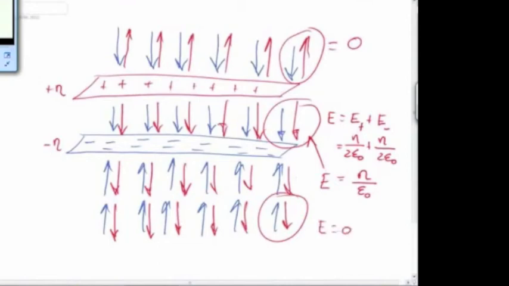This device with two plates charged, one positive, one negative, same magnitude, is called a capacitor. And it has the property that the electric field between the two plates is constant and equal to eta divided by epsilon 0, and it is 0 everywhere else.